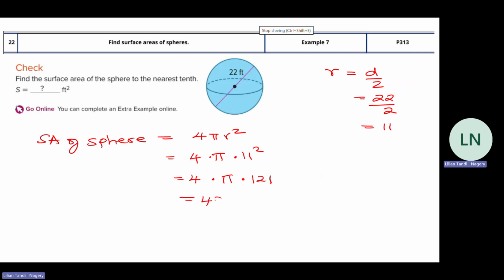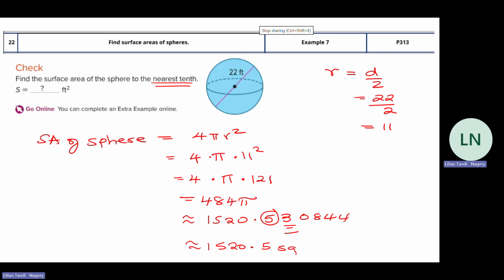This is 484 pi. And this is 1520.530844. Round to the nearest tenth. So we are rounding to the nearest tenth. We are not adding. Our answer is 1520.5 square feet. And you box your answer.